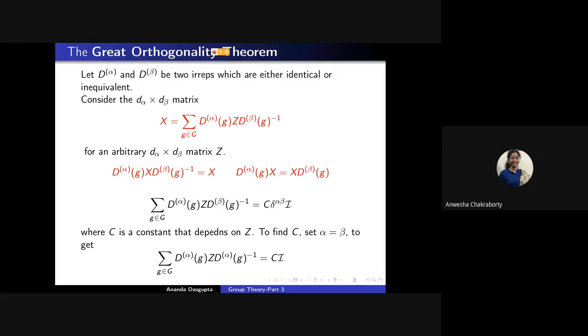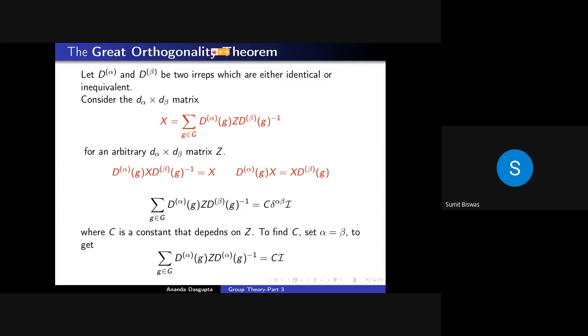We have to use the cyclicity property of trace. Yeah, and then? The trace of Z, right? The trace of d alpha(g) Z d alpha(g) inverse is just the trace of Z. End of story. But what is the trace of the left hand side? Tell me that. It's pretty easy. Just tell me that.